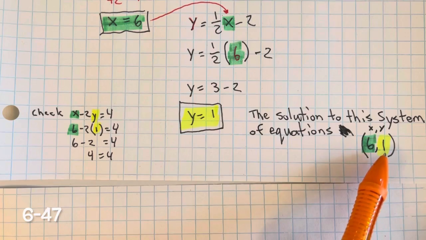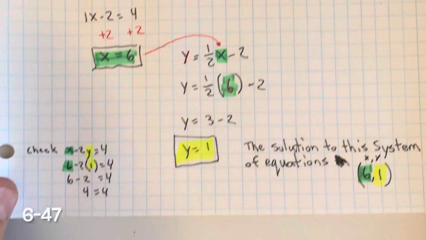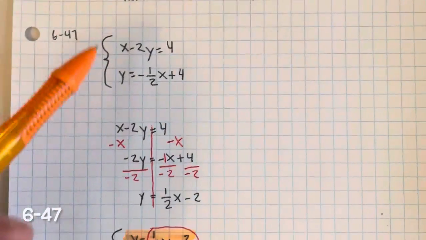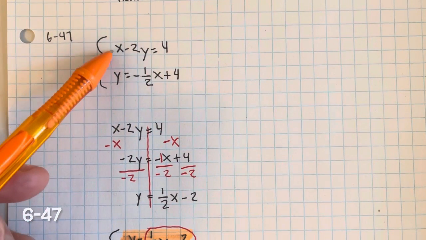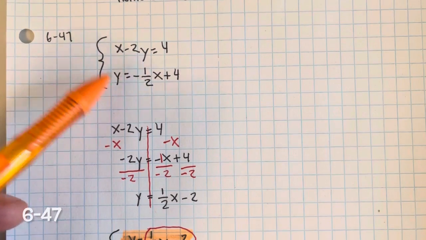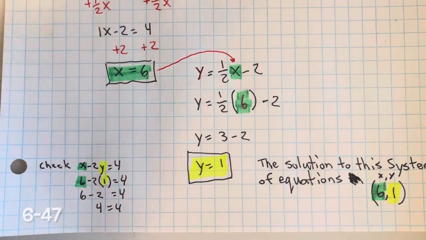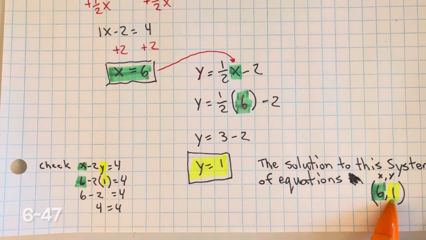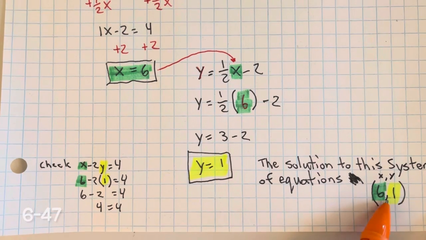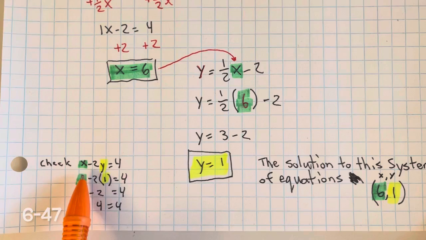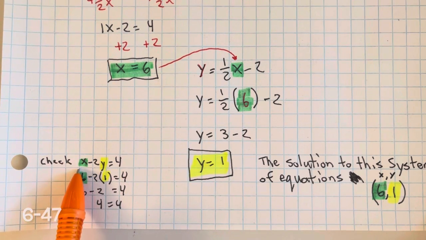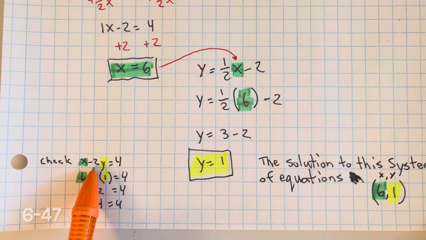Well, what does that mean? What that means, 6, 1, is the only x and y value that will make both of these equations true: 6 for x, 1 for y. And the great thing about equations is once you have a solution, you can plug it back in. And for systems, you want to plug it back into both equations. But right here, I'm just showing you an example of plugging it into one of the equations. And so we have x minus 2y equals 4.